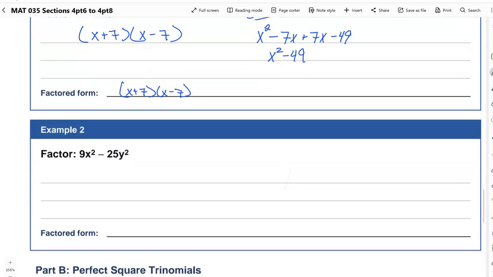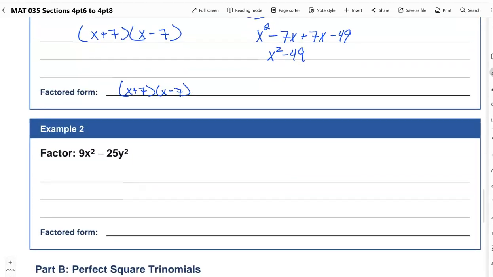In the next one, we have 9x squared minus 25y squared. So again, difference of squares. 9x squared is a perfect square. 25y squared is a perfect square. So it factors into 3x plus 5y and then 3x minus 5y.